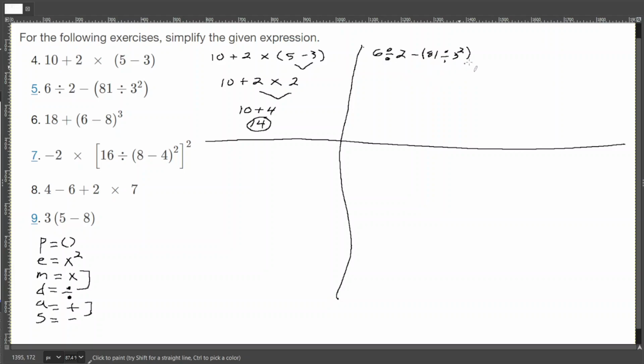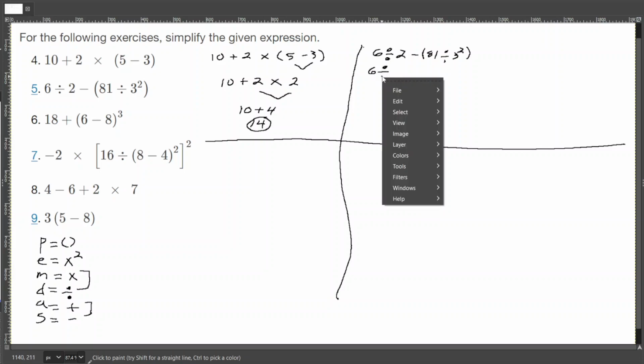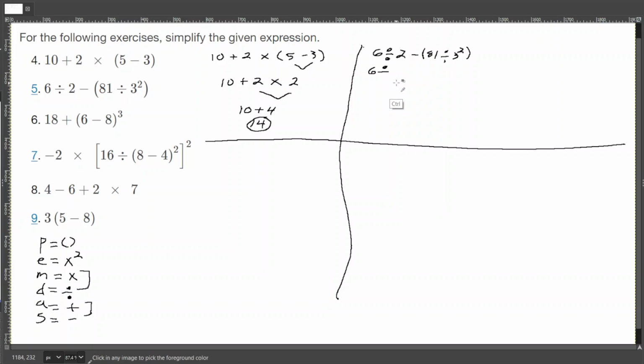First we go into the parentheses, right? Once we go into the parentheses, we basically start at the top again. So we have to handle this exponent first. So we have 6 divided by 2 minus 81 divided by 9. If I lost you on this 9, the 9 is coming from 3 squared, which is 3 times 3.